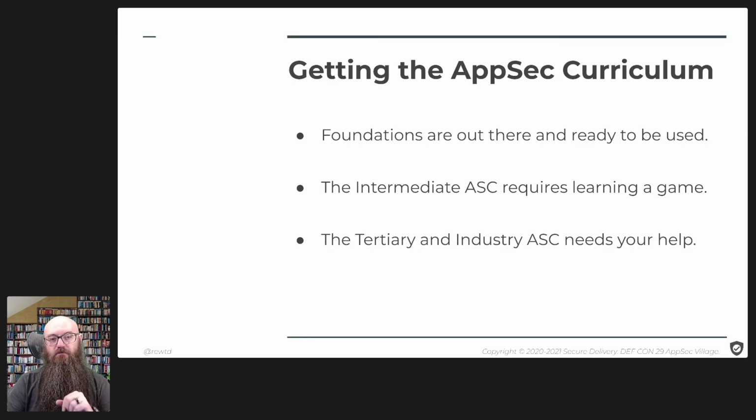Applying this in practice though, how do you get hold of the curriculum? Well, foundations, it's easy. Just go get it. ASC 101 is available on the OWASP website, on the Application Security Curriculum page that was linked earlier. Go grab it, teach it to your teams, or have us come in, secure delivery, a bit of a pitch here, and we'll present it to your teams.